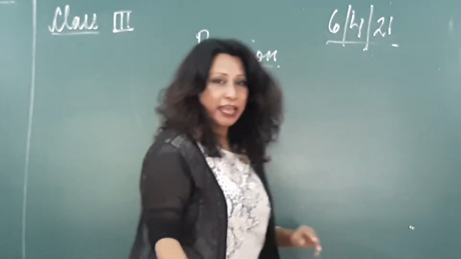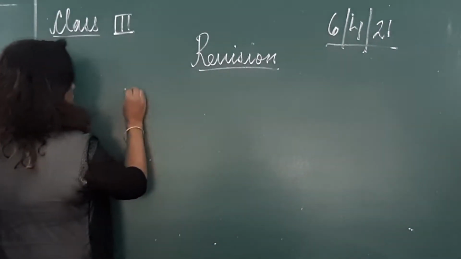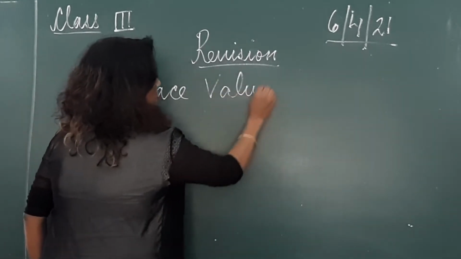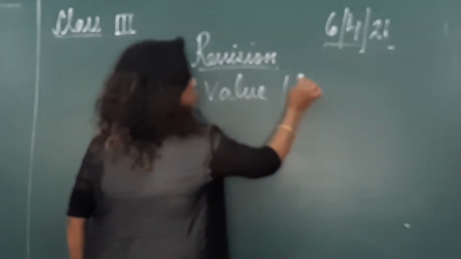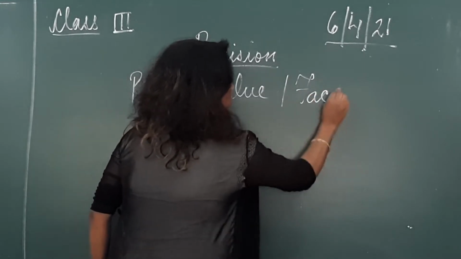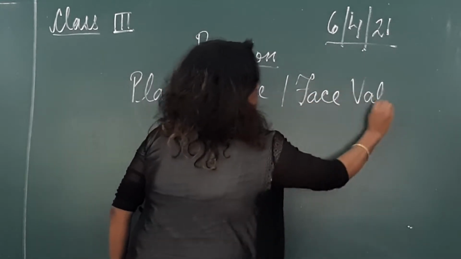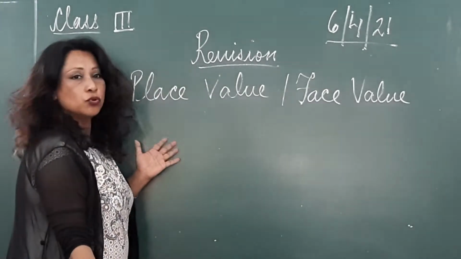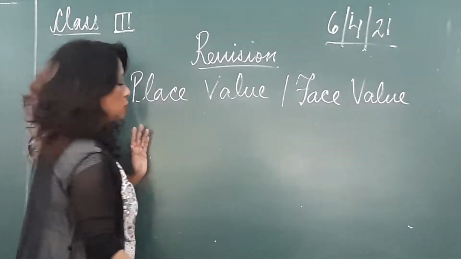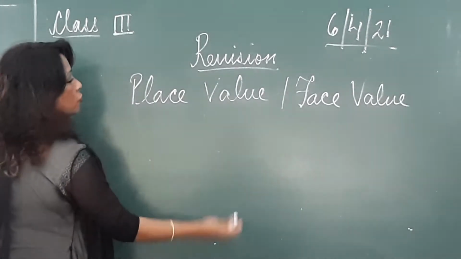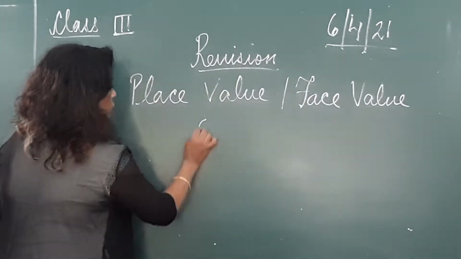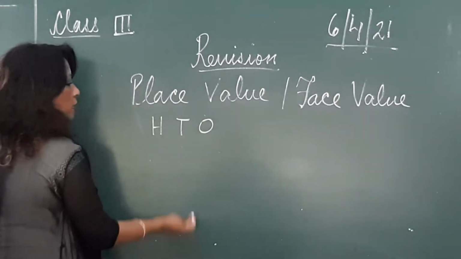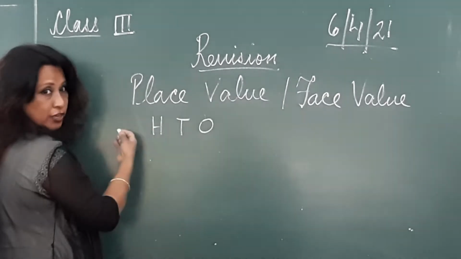First is place value, okay? Number 1 we have place value, or you also have face value. What do you mean by place value and face value? I'm going to revise with the help of some numbers. Before you write the numbers, you have to write the place values like ones, tens, hundreds. Let me do with 3-digit numbers. Same thing you can do with 4 digits, which I'll do later.